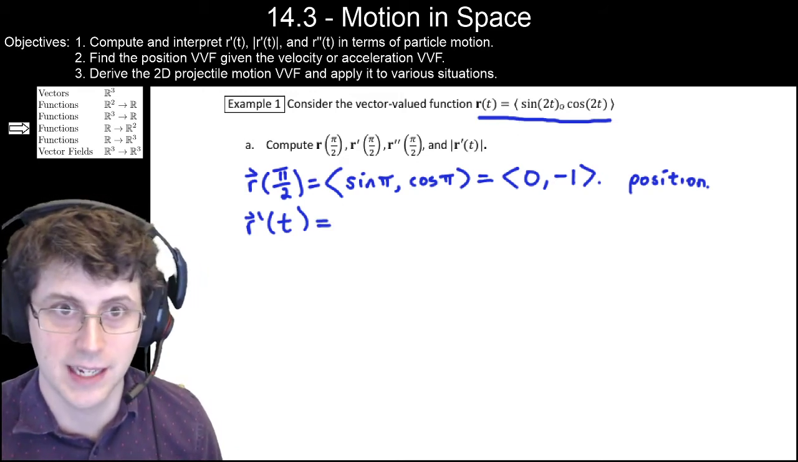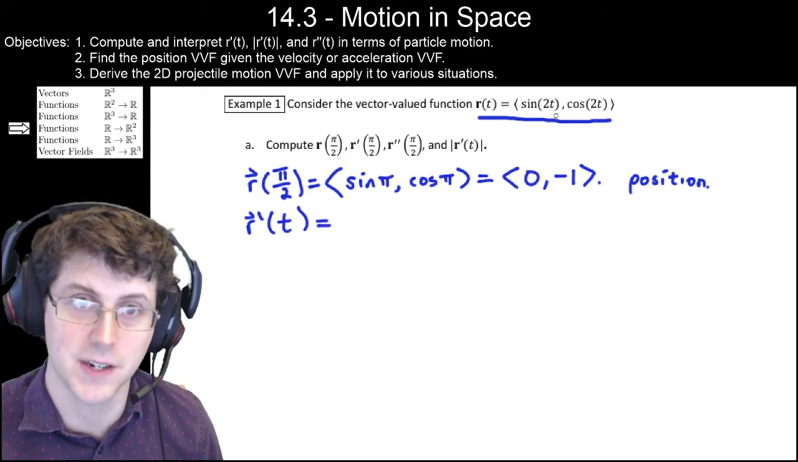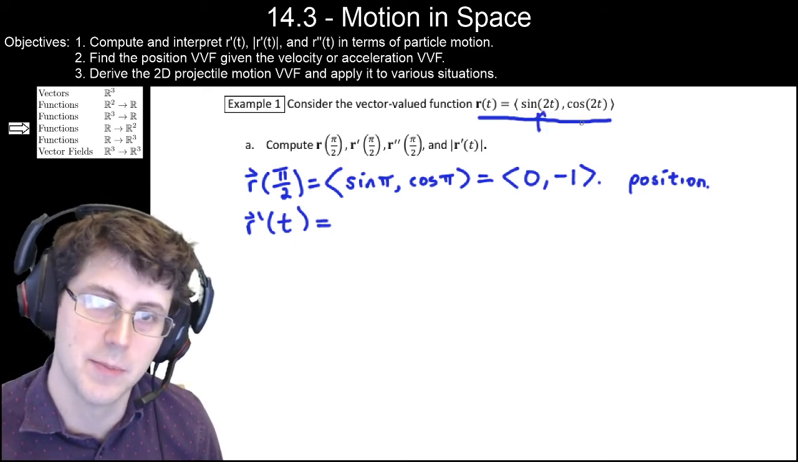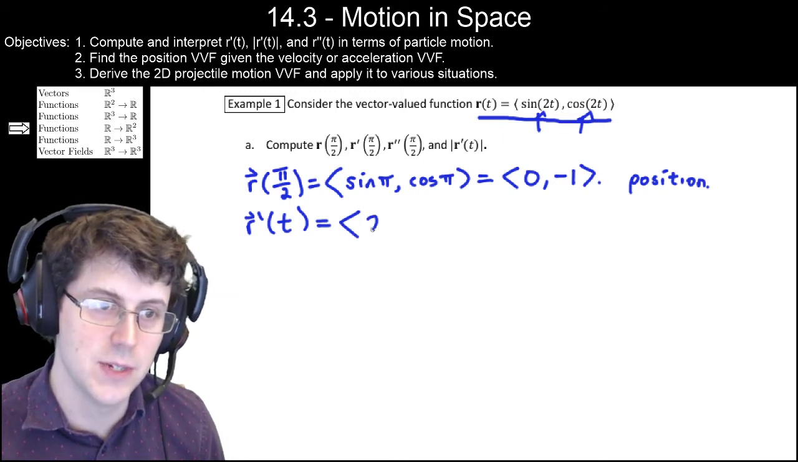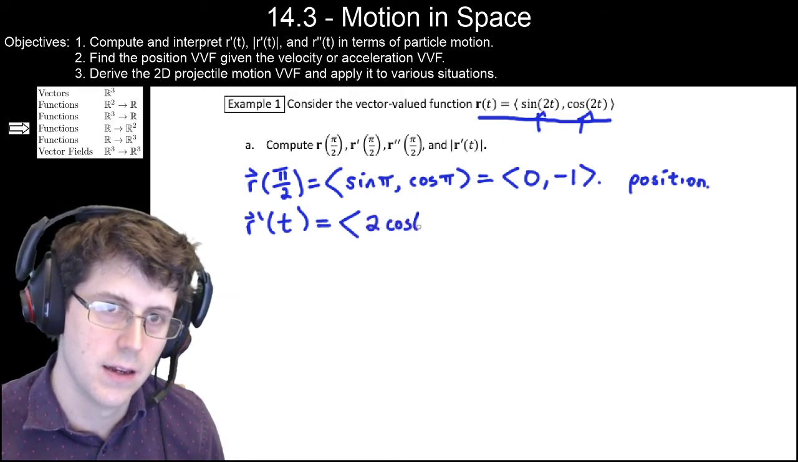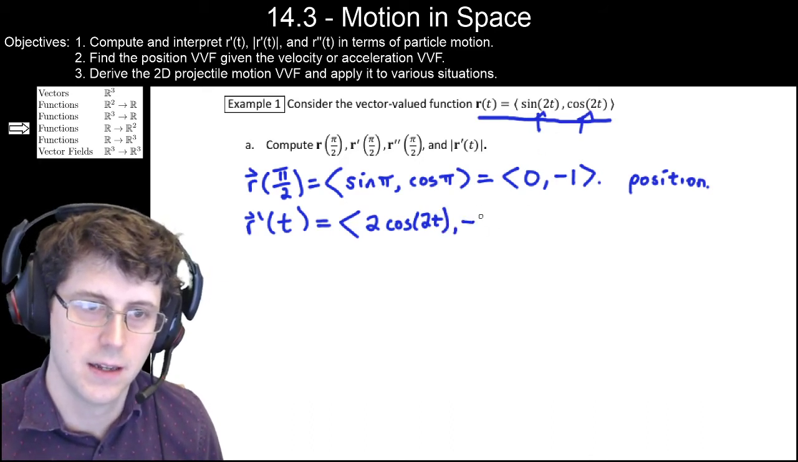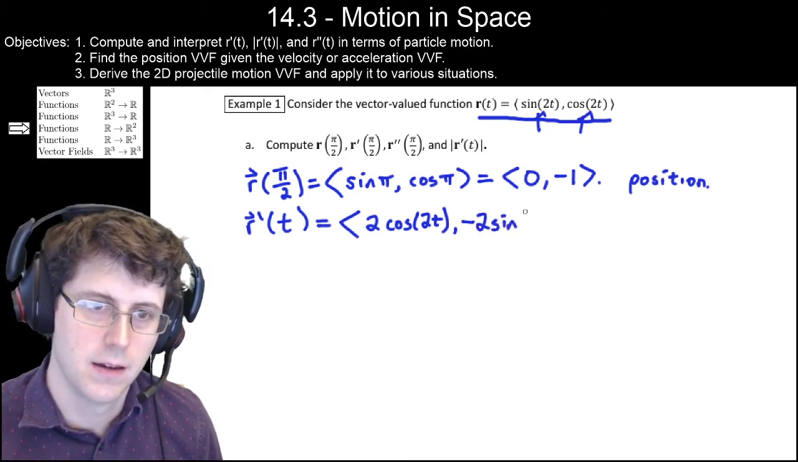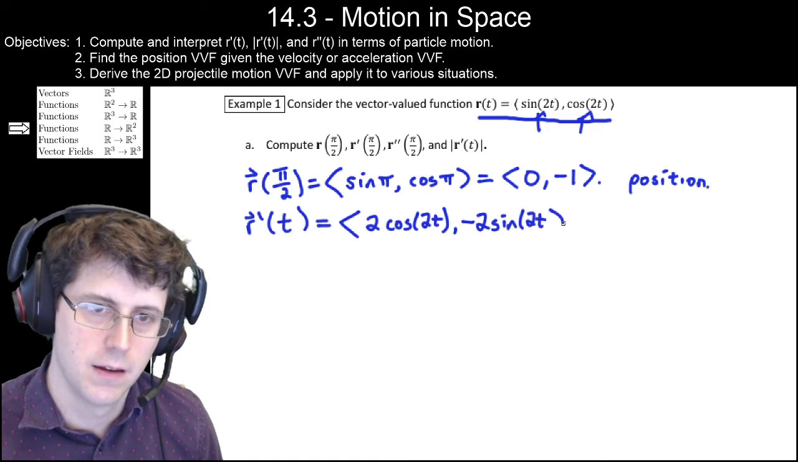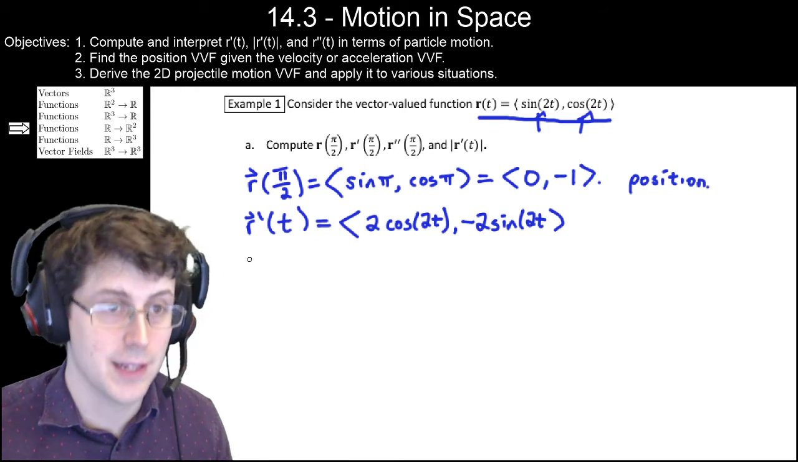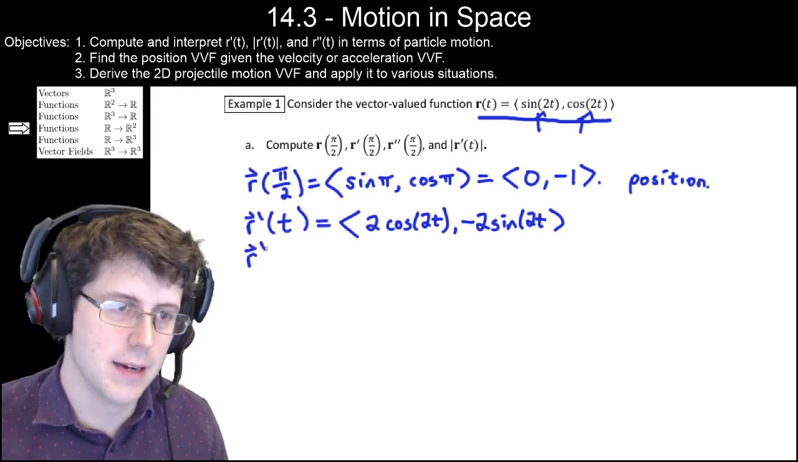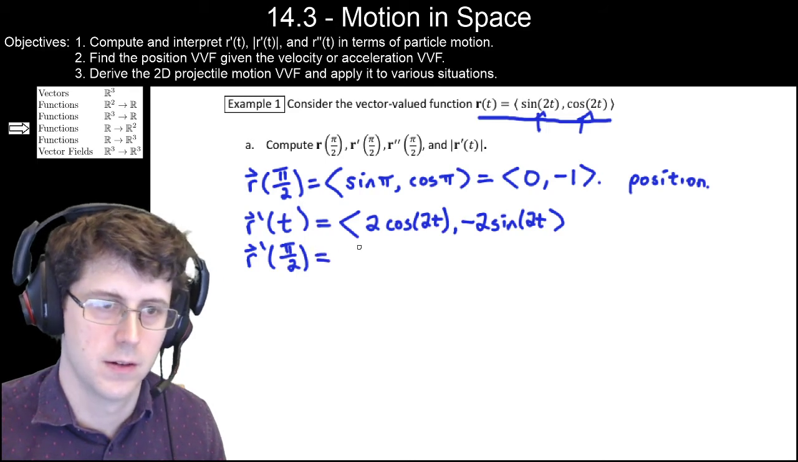Oh dear, how do I take the derivative of a vector-valued function? Well, you take the derivative of each component separately. So I'll do the derivative of sine 2t, and I'll find the derivative of cosine 2t. Here's r prime of t. Now that I have r prime of t, I can plug in pi over 2 to get r prime of pi over 2.